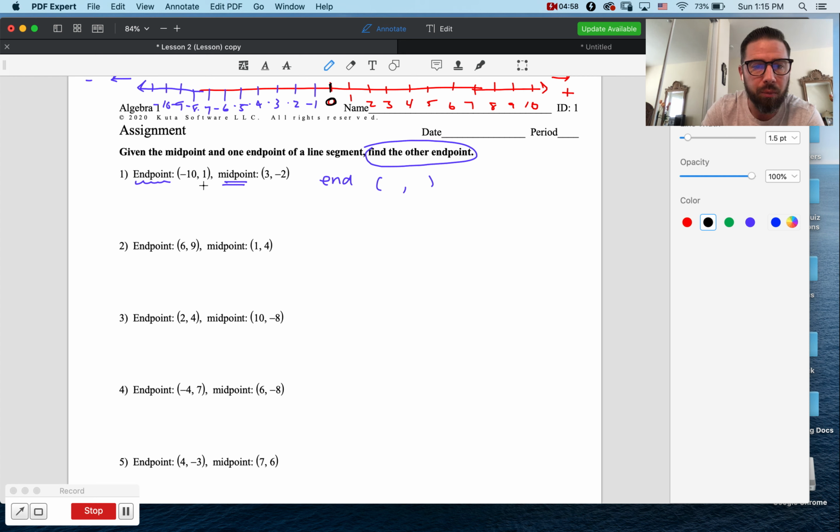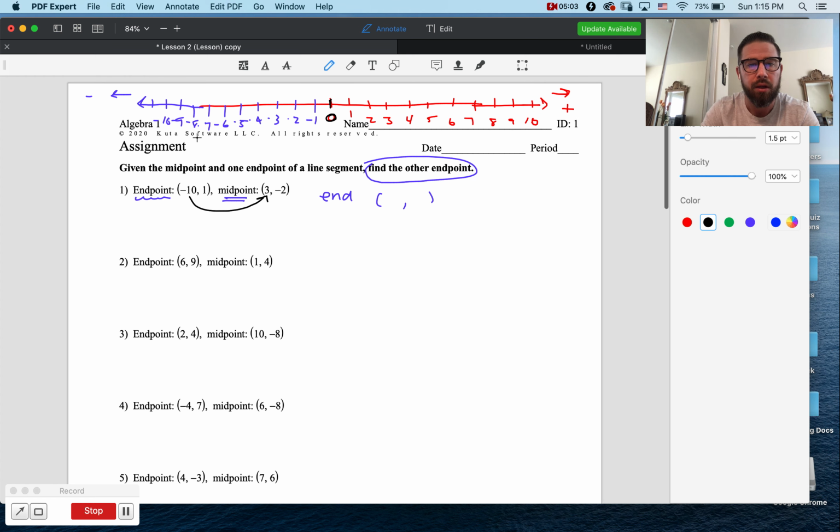So what is our pattern? We got to get from negative 10 all the way over to 3. See how negative 10 is over here? And we got to get all the way over to 3. Do you see how we're moving from negative 10 to 3? We're going to be adding since we're going to the right. So 1, 2, 3, 4, 5, 6, 7, 8, 9, 10, 11, 12, 13. That's how we get from negative 10 to positive 3: plus 13.